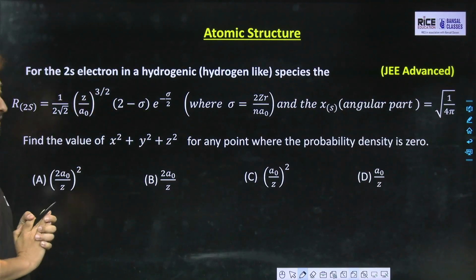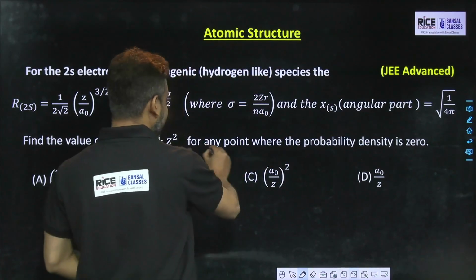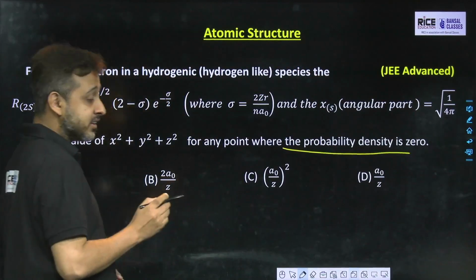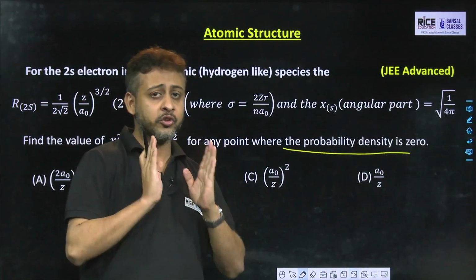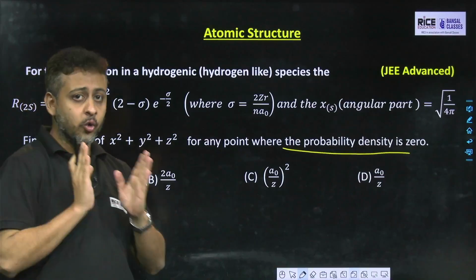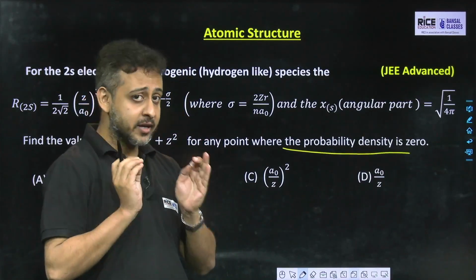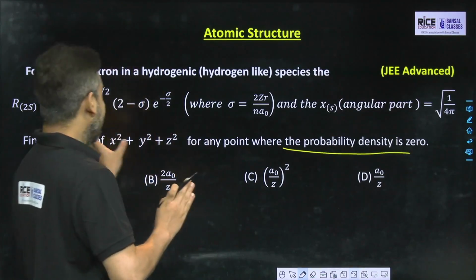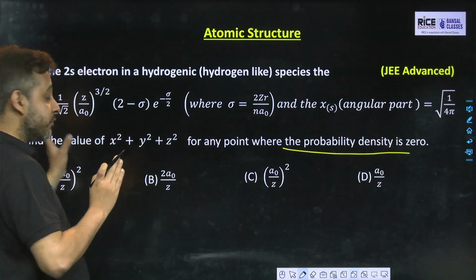How can we solve this question? It is clear that for any point where the probability density is zero, the probability density, which is psi square, has a value of zero. We know that at a nodal point or node the probability density is zero. That means the probability of finding the electron at a node is zero. So at a node this R2s wave function will be 0.